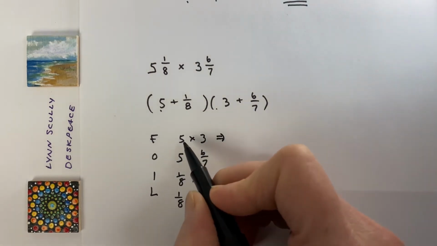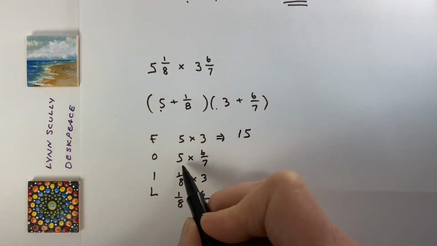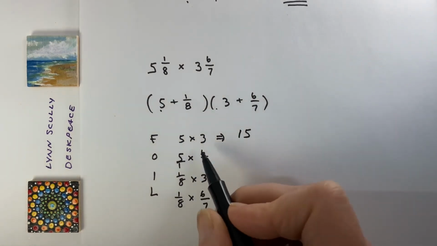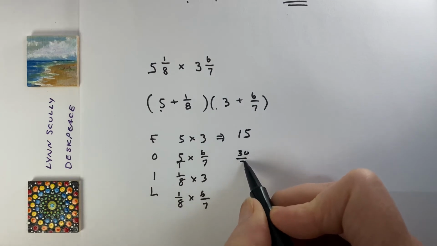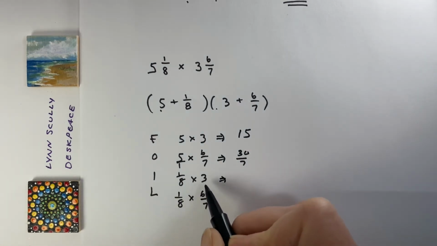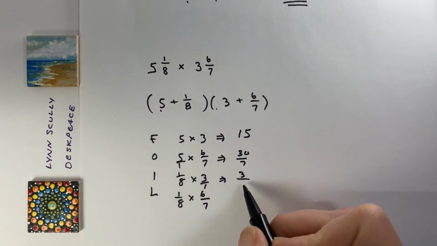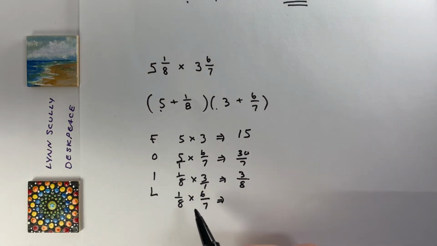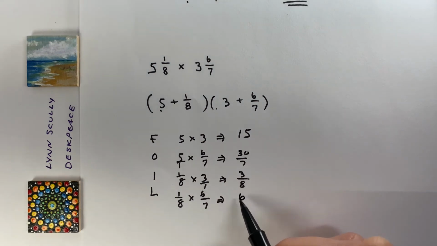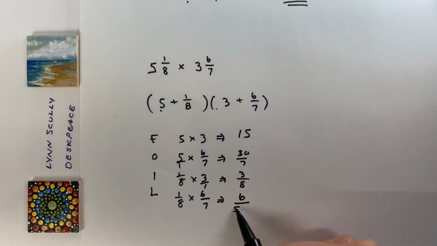Clean it up. 5 times 3 is 15. 5, I have to put that over a 1. 5 times 6 is 30 over 7. Put this over 1. 1 times 3 is 3. 8 times 1 is 8. And finally, my last, 1 times 6 is 6. 8 times 7 is 56.